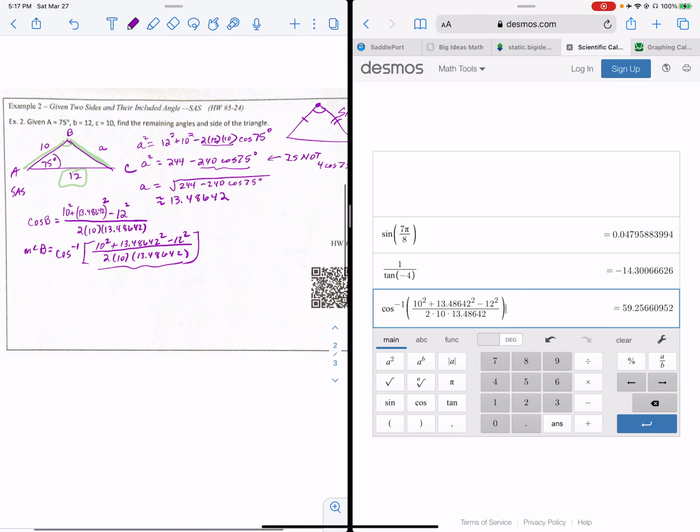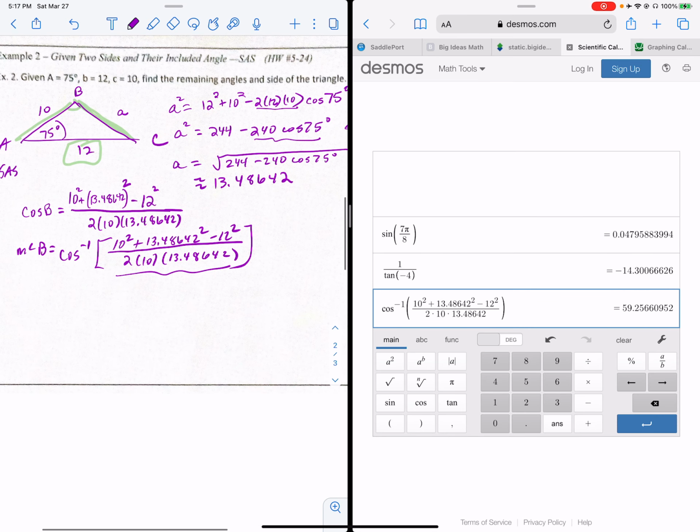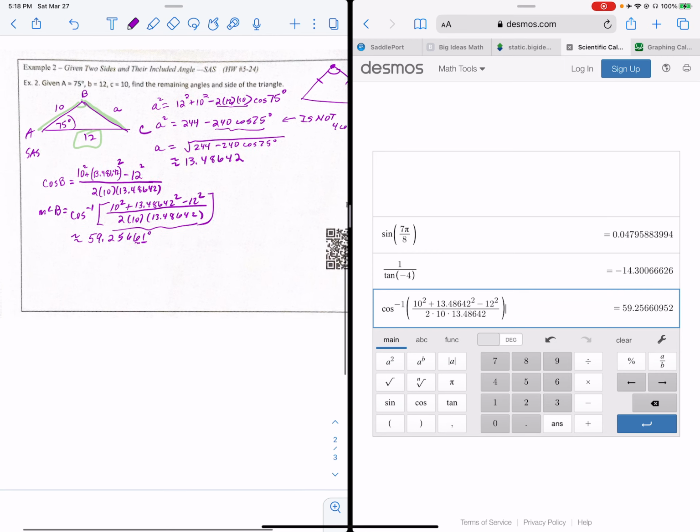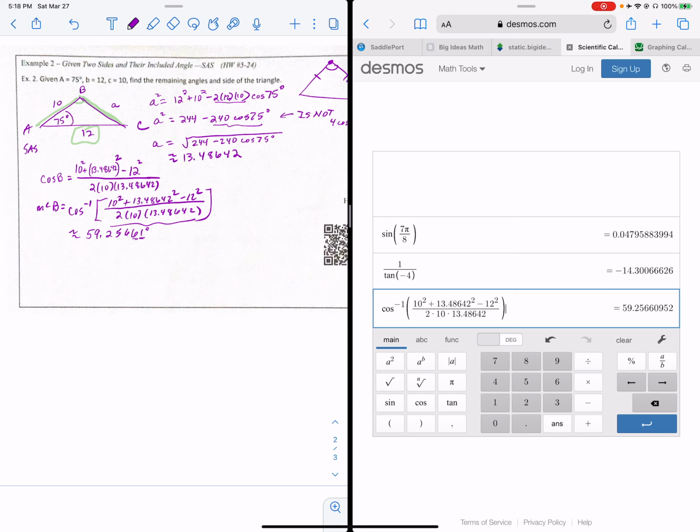The measure of angle B is 59.25661 degrees. And again, I think I didn't quite copy that right. 0.2566 degrees. And this is probably off a little bit. This even could be off because I used rounded values to obtain that. But it's going to be good enough to get the angle C to be correct.